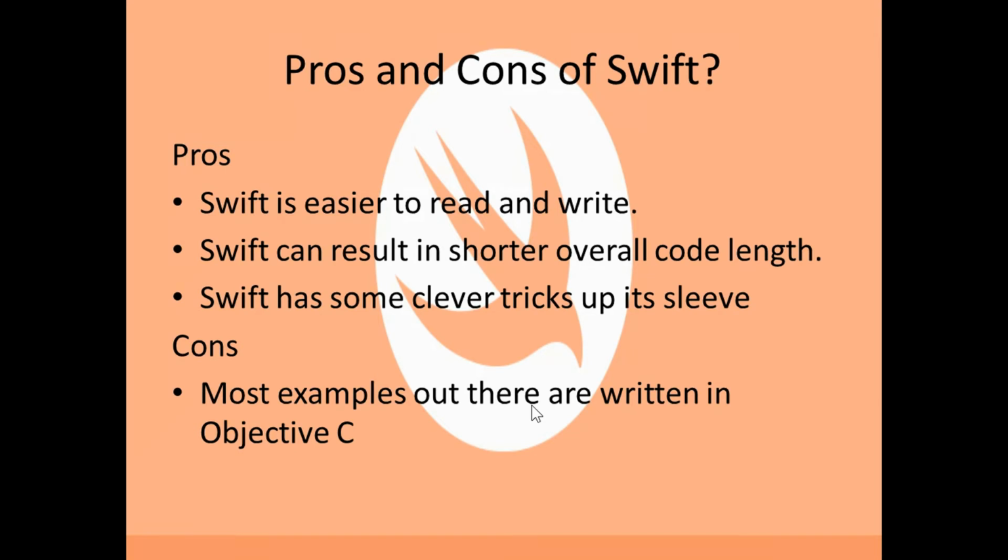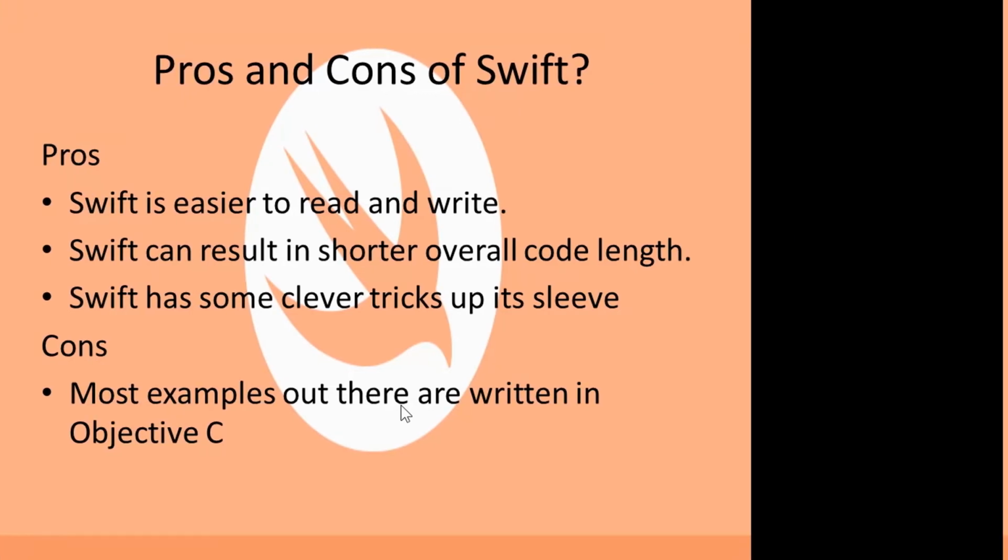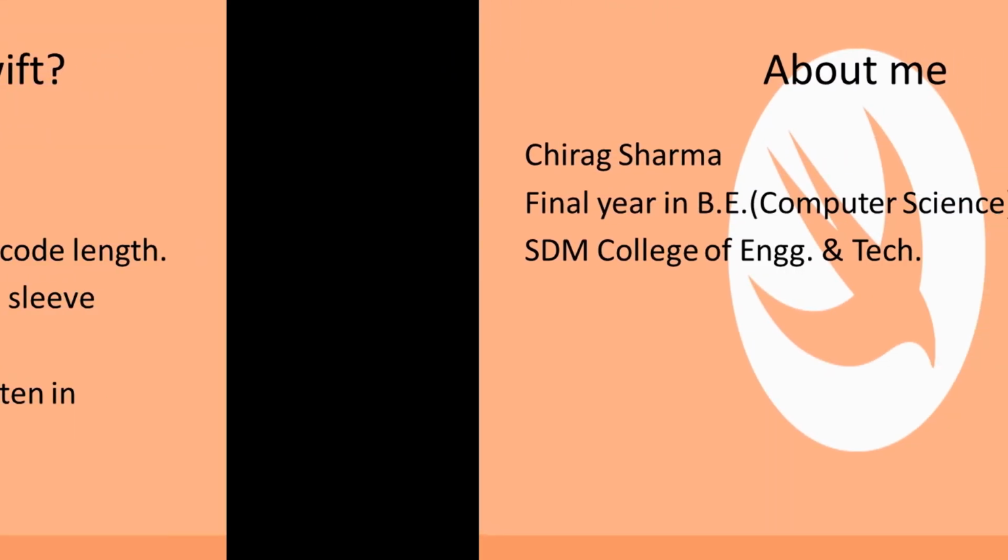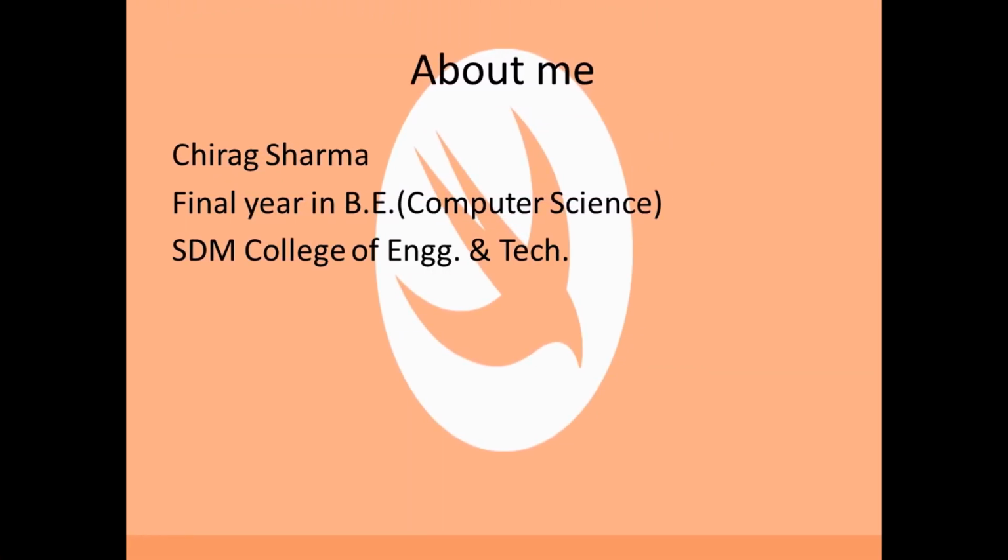Now talking about the cons, it doesn't have many cons or disadvantages as you can say in a regular language. Most examples out there are written in Objective-C, as Swift just came into the market recently, started from scratch. So before Swift, all the programs written in the language available on the internet are written in Objective-C. So this isn't a big hindrance, but you should always at least learn to read Objective-C. As we come to the end of the discussion of the pros and cons, that's the introduction to the Swift programming language.